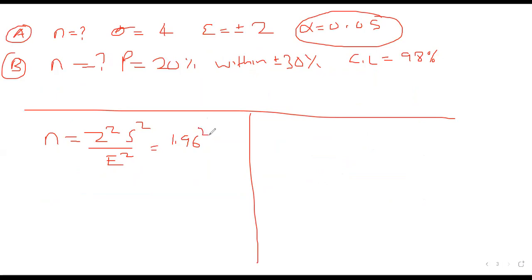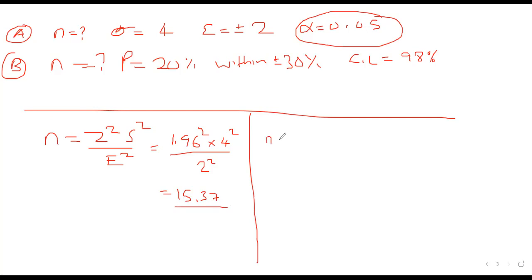We square that. And our standard deviation is 4 squared. If this was given as a variance, you don't square it because this is already squared. And the error is what? 2. So when you compute that, 1.96 squared times 16 divided by 4, we're going to get 15.37.